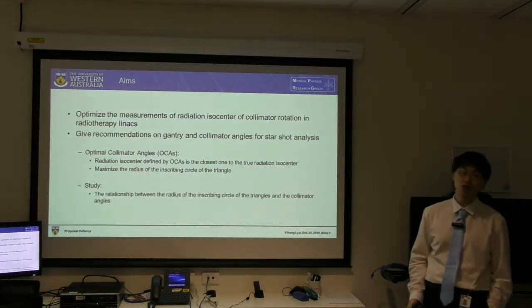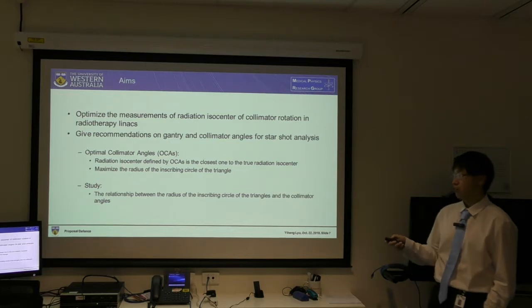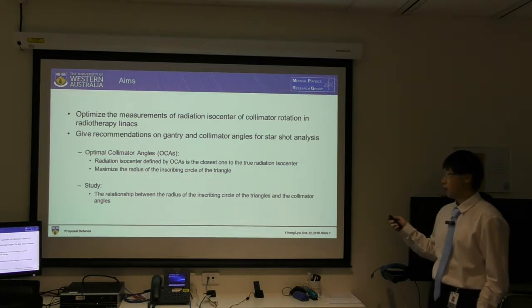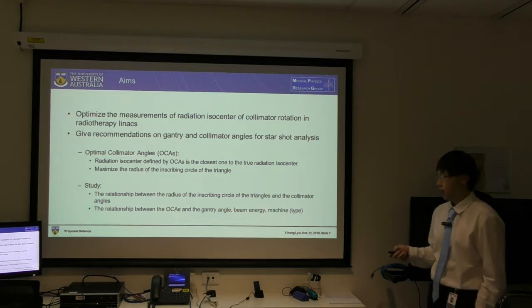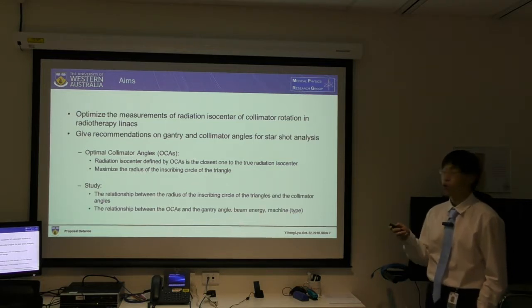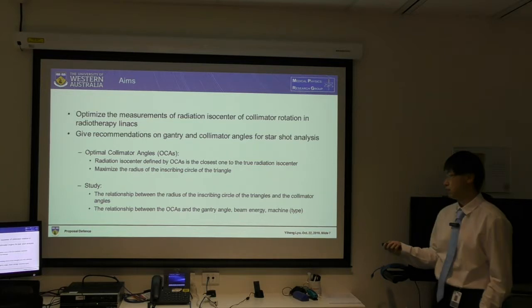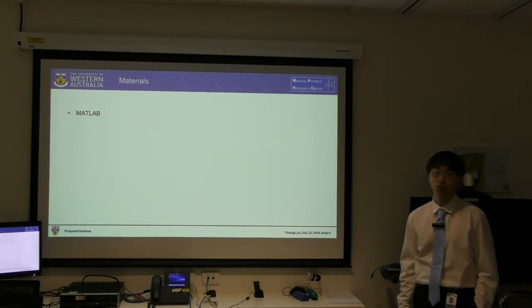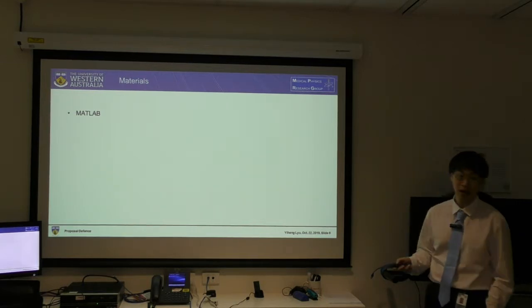I'm going to figure out two relationships. First, the relationship between the radius of the inscribing circle and the triangles of the collimator angles. Then, the relationship between the OCAs and the gantry angle, the beam energy, the machine, and probably the machine type. So what I'm going to use for my project, first I will use MATLAB.